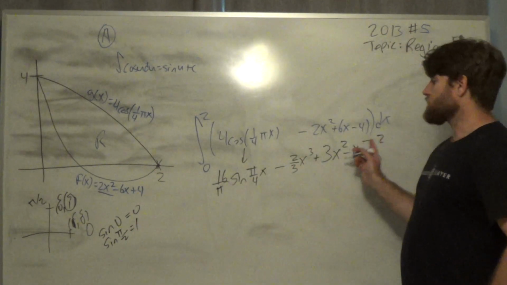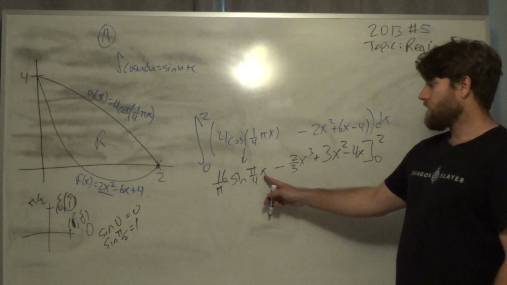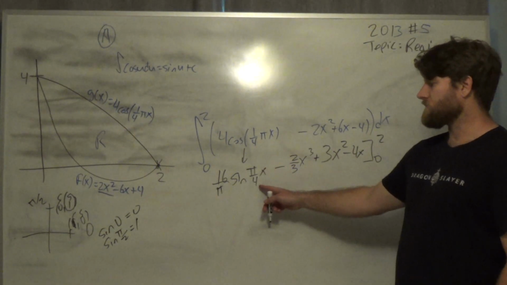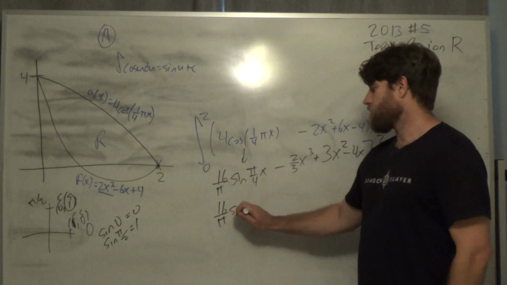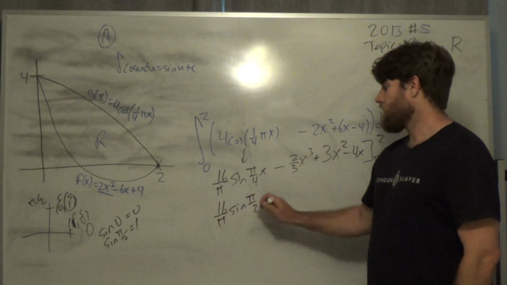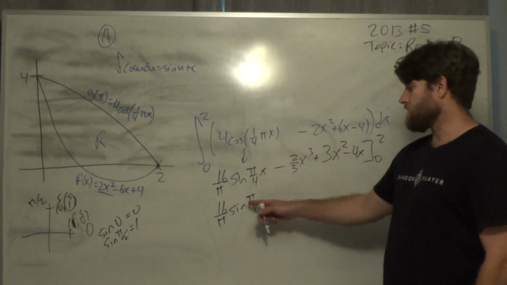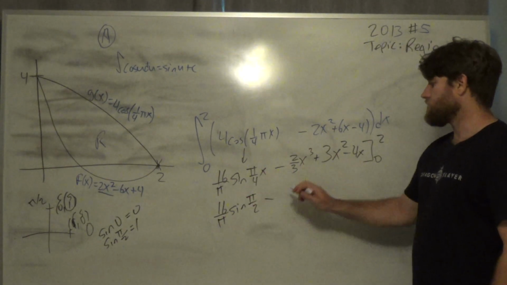Okay, so I first plug in a 2. When I put a 2 here, I'm going to get 2 pi over 4, which is going to be pi over 2. So I put a 2 here, again 2 over 4 becomes pi over 2. I put a 2 here.